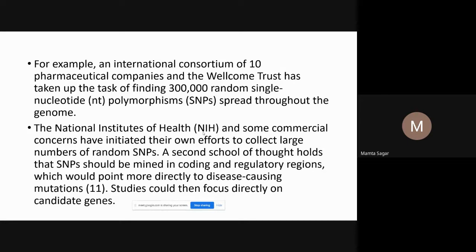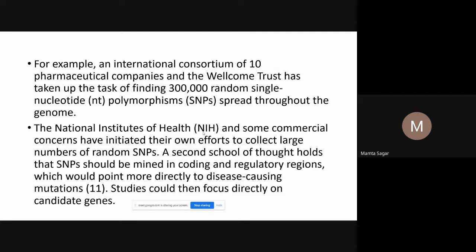Okay, because these SNPs may be related to the human disease. So we have interest. We want to know what are the causes of different types of disease. What are these SNP variations? So all the pharmaceutical companies are working together with the help of Wellcome Trust. National Institute of Health and some commercial groups have also initiated their own effort to collect the large number of random SNPs.